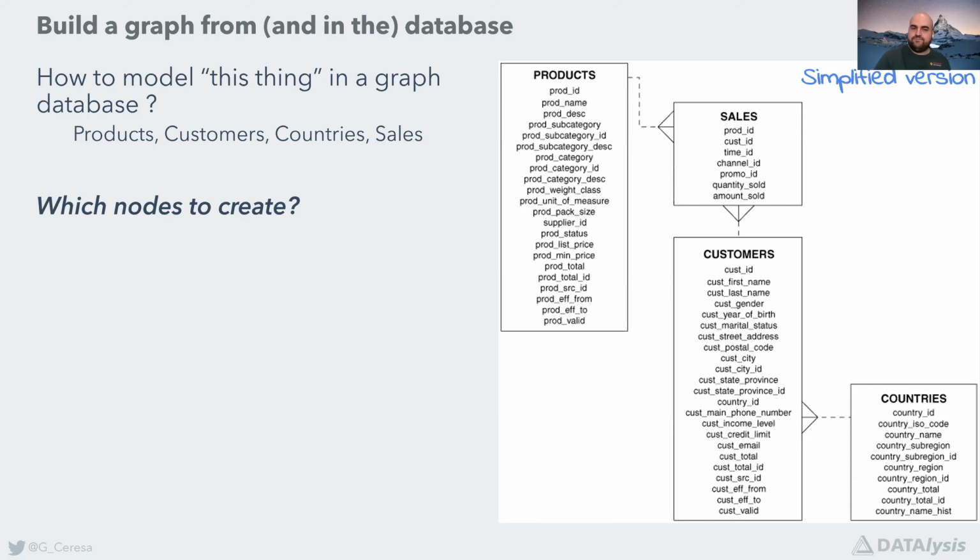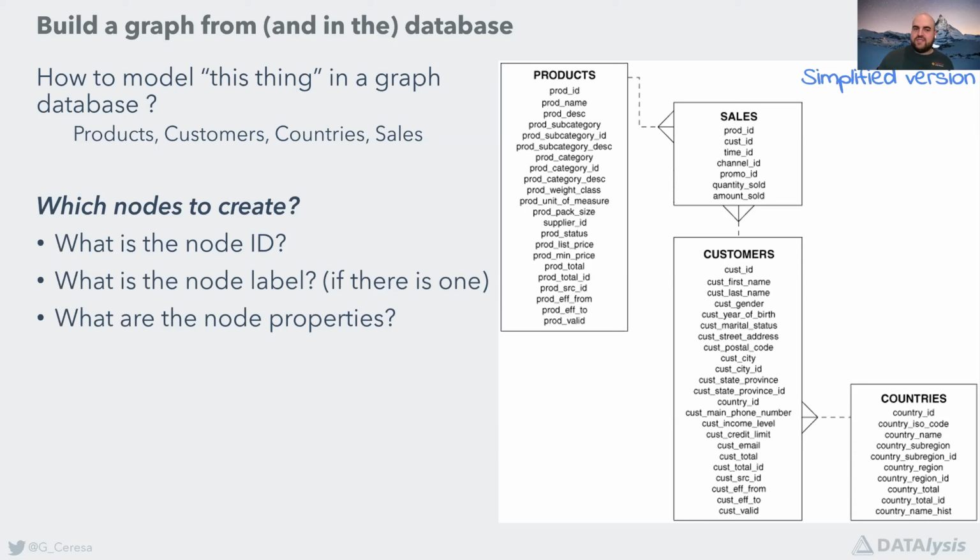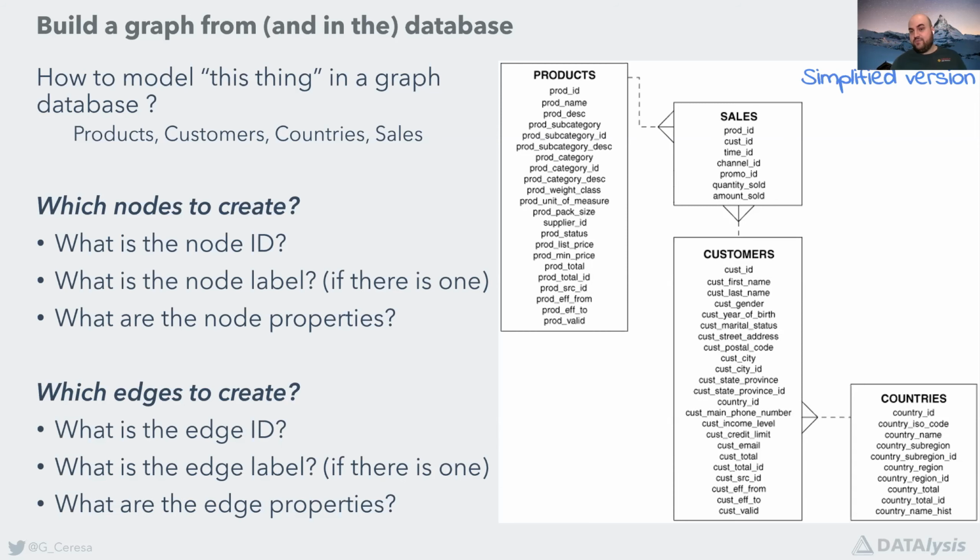What are nodes? Once I found out what are nodes, what will be the IDs? What will be the labels? What will be the properties? And once that's done, what is an edge? And once I know what is an edge, what is the edge ID? What are the labels? What are the properties? If you answer these questions, you have a graph.